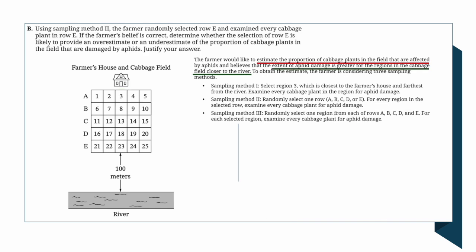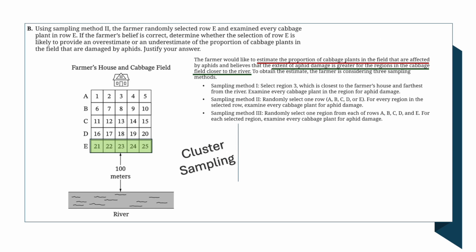Part B. Using sampling method 2, the farmer randomly selected row E and examined every cabbage plant in row E. Now let's look at row E. So that's row E. If the farmer's belief is correct, determine whether the selection of row E is likely to provide an overestimate or an underestimate of the proportion of cabbage plants in the field that are damaged by aphids. Justify your answer. If you look at sampling method 2, it says randomly select one row, A, B, C, D, or E. For every region in the selected row, examine every cabbage plant for aphid damage.